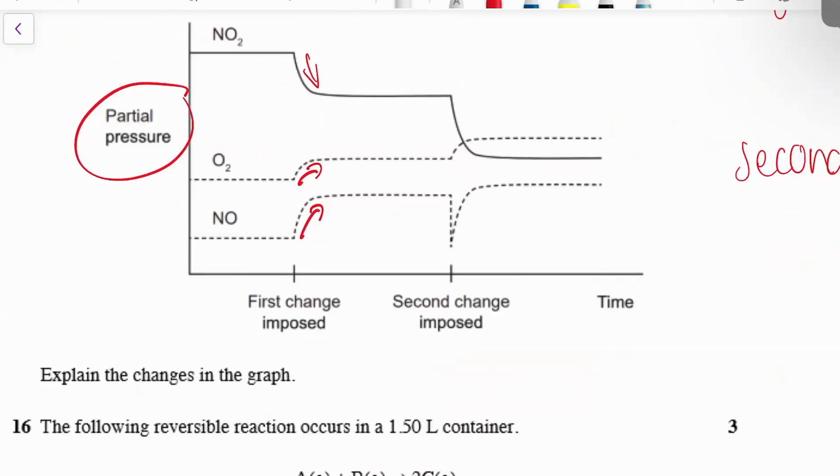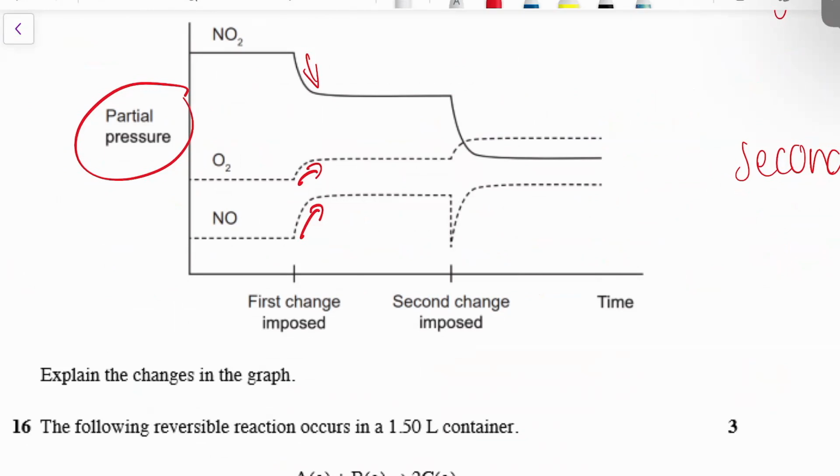An immediate change down for NO, and for NO only, good. So if it's only an immediate change in one graph, is that a volume change or a concentration change? It's a concentration change if you're only affecting one.